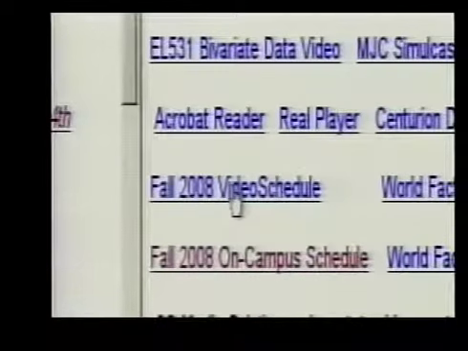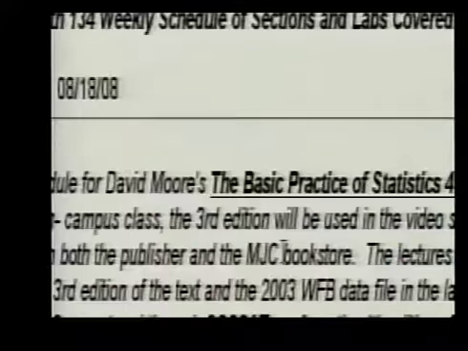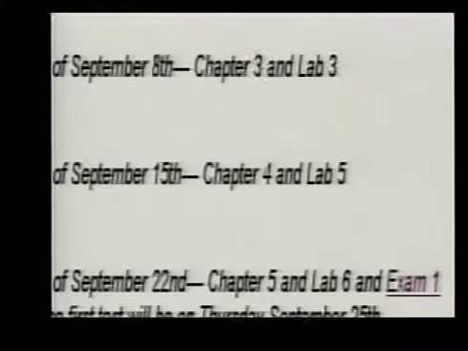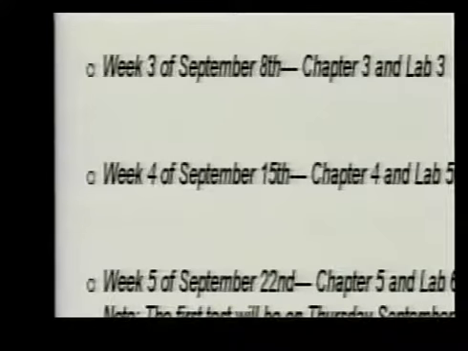But here is the on-campus schedule. So I'm going to click there. And then as I scroll down, just a reminder that we are in, let's see, got carried away there. There we go, September 15th. We are in week 4, and we are going to be doing chapter 4 and lab 5. Please note, we are not doing lab 4. So if you do lab 4 because you're doing it sequentially, I appreciate the initiative, but you won't get credit.